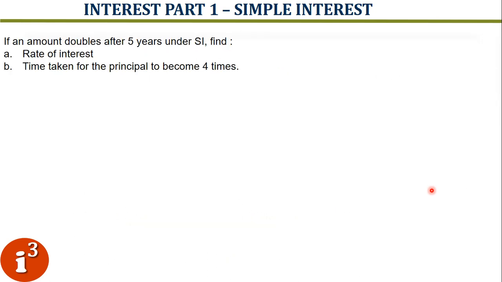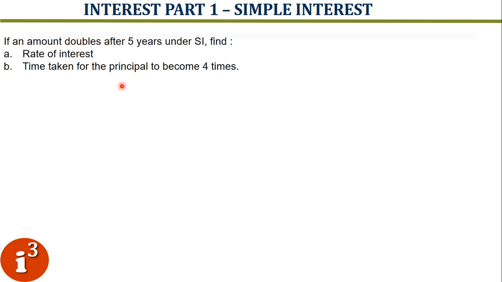This is the first question. If an amount doubles after 5 years under simple interest, find the rate of interest, and the time taken for the principal to become 4 times. So what you understand is the amount initially was P. After 5 years, the amount has become 2P. It doubles, so the amount has become 2P. So in 5 years, how much interest has been given? P, because initially it was P, now it has become 2P. So the interest given is 2P minus P, that is P.